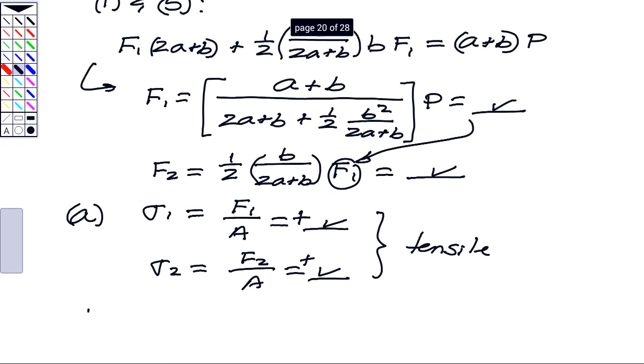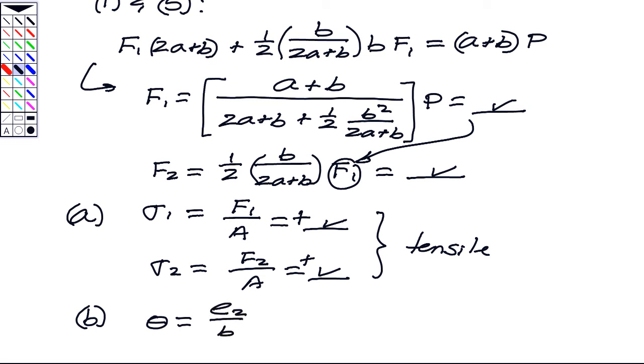Then it asks us to find the small angle of rotation. I'm going to pick the one equation between theta and E2. So I take the equation for E2 divided by b. E2, keep in mind, was F2 times 2L divided by EA. So we need to divide there by b. So this gives us a number for that.